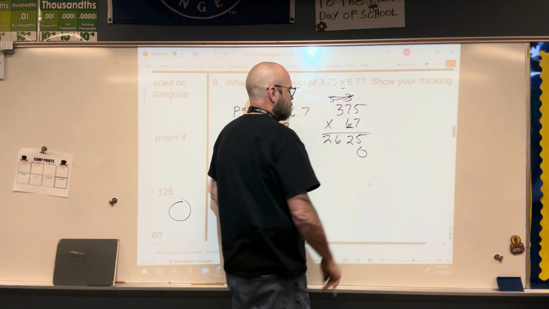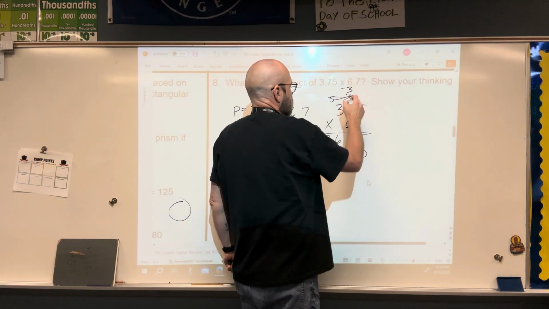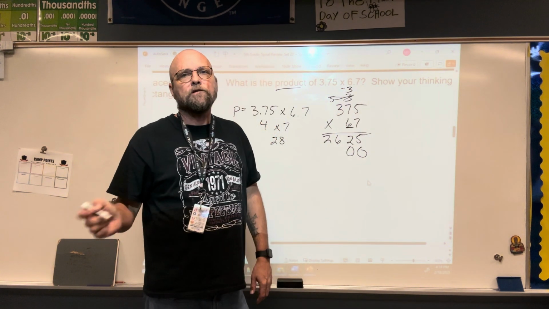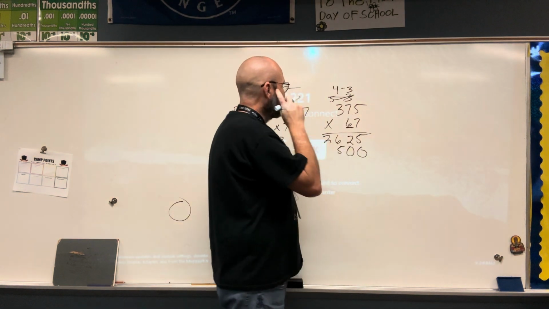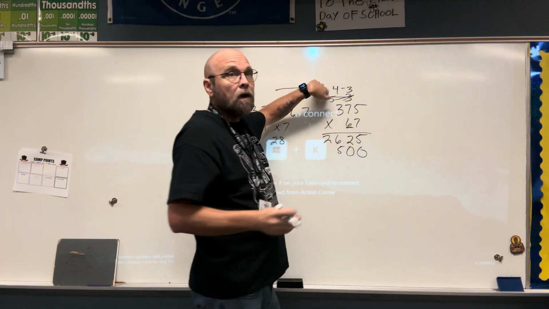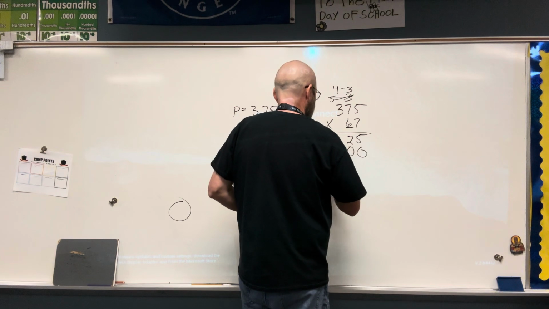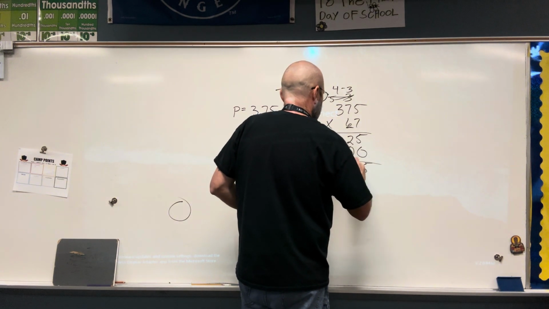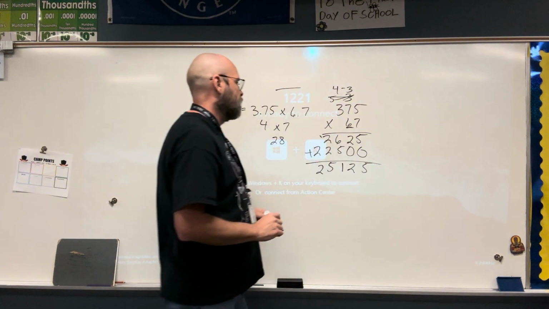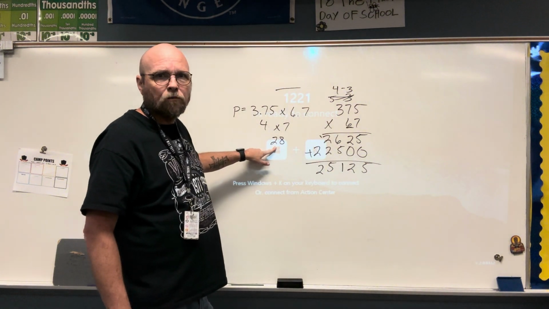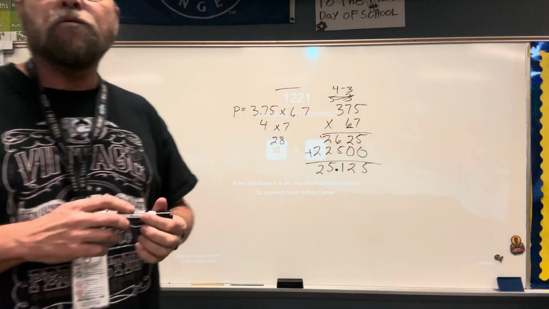Now I'm going to my tens place. The 0 goes there because I'm going to my tens place. 6 times 5 is 30. 6 times 7 is 42, plus 3 more is 45. 6 times 3 is 18. 18 plus 4 is 18, 19, 20, 21, 22. I add these together. So I have 25125. My estimate, I said, was about 28. So my answer would be 25 and 125 thousandths.